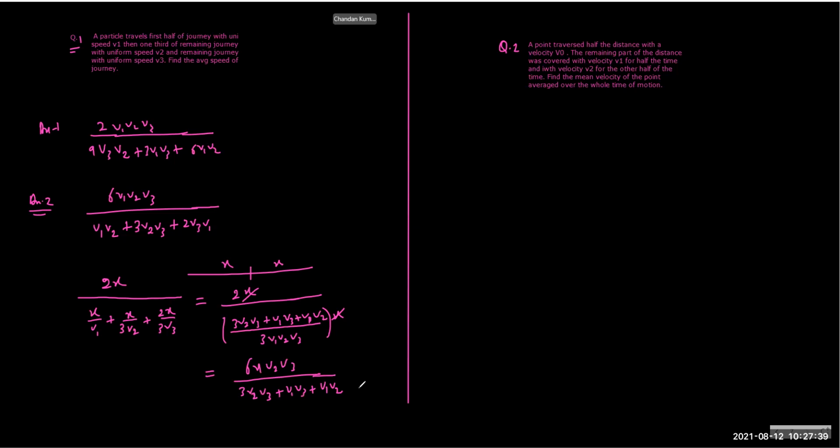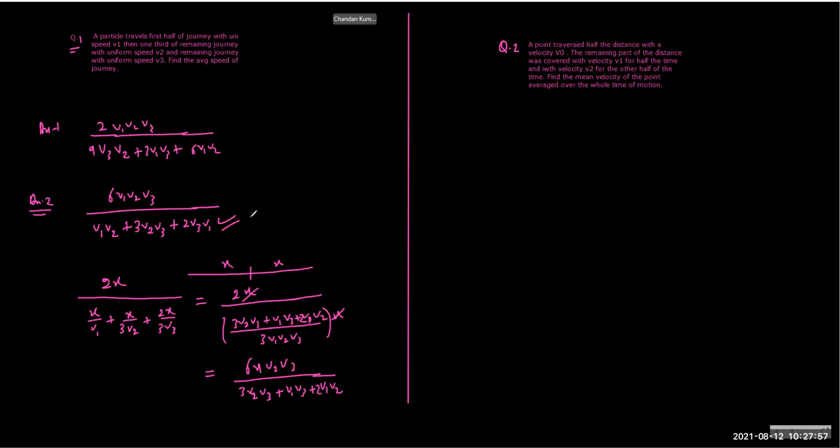Oh, sir, so yeah, there will be a mistake. It will be 2 v1 v2. Yeah, there is a mistake. That 2 is already there, na? 2 is there. So then the correct, my answer is, so the second answer will be right. Yeah, yeah, this is the right answer.